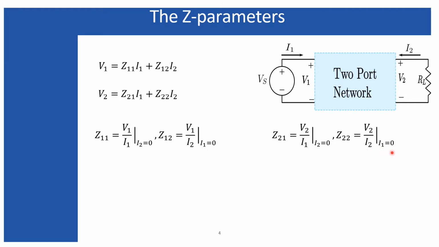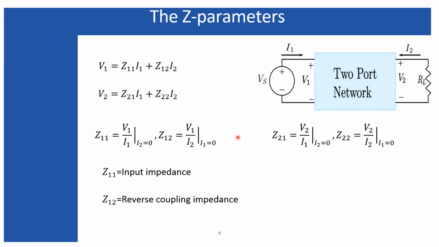And for I1 equals 0, if you put it in the second equation, that will result in the ratio V2 divided by I2, V2 to I2, and that equals Z22. And that is the property of the second port or the output port itself. So it is the ratio of the output voltage to the output current, and it represents the output impedance for I1 equals 0.